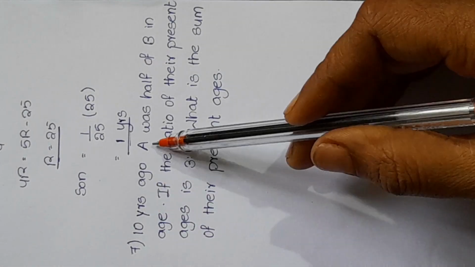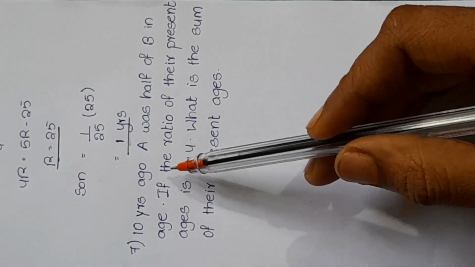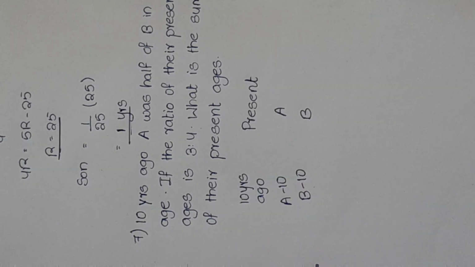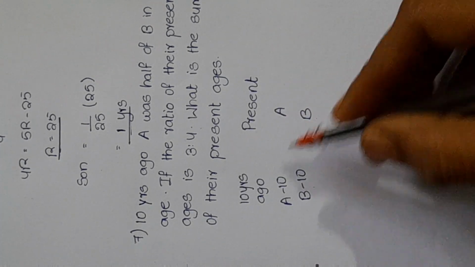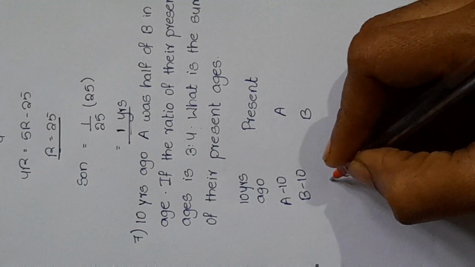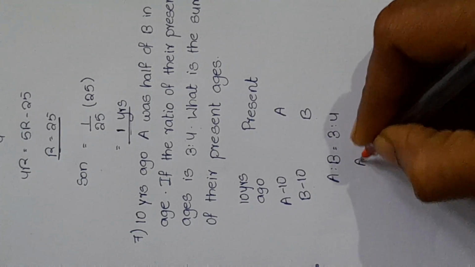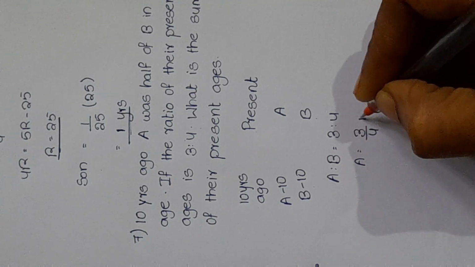7th question. 10 years ago, A was half of B in age. If the ratio of their present ages is 3:4, what is the sum of their present ages? Let the present ages be A and B. 10 years ago, A minus 10 and B minus 10. Here it is given that A is to B is 3:4. We get A is equal to 3 by 4 B.